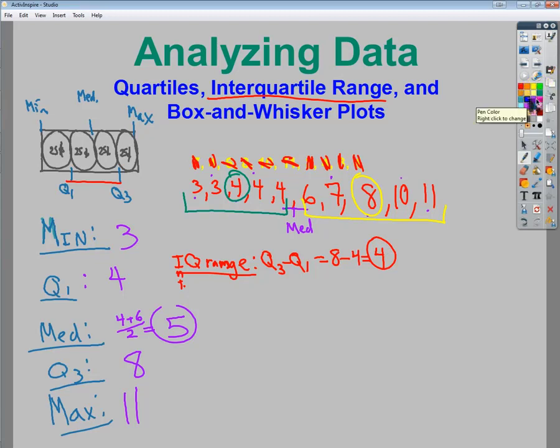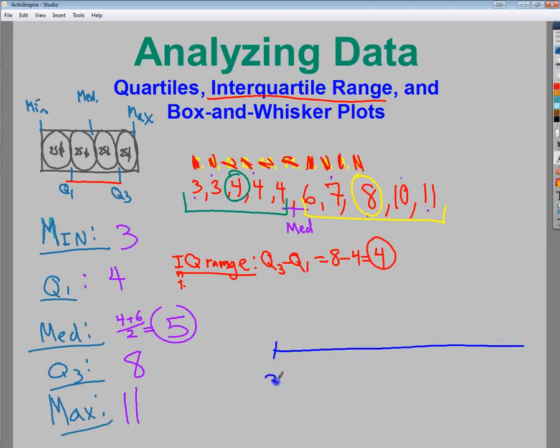Box and whisker plots, you want to start out with a number line underneath, and it has 2 dots, one at the minimum, one at the maximum. So I'm going to make my little setup. I'm going to have 3 at the one end, and 11 at the right side. So I'm going to make little dots here. Those are eventually going to be my whiskers.